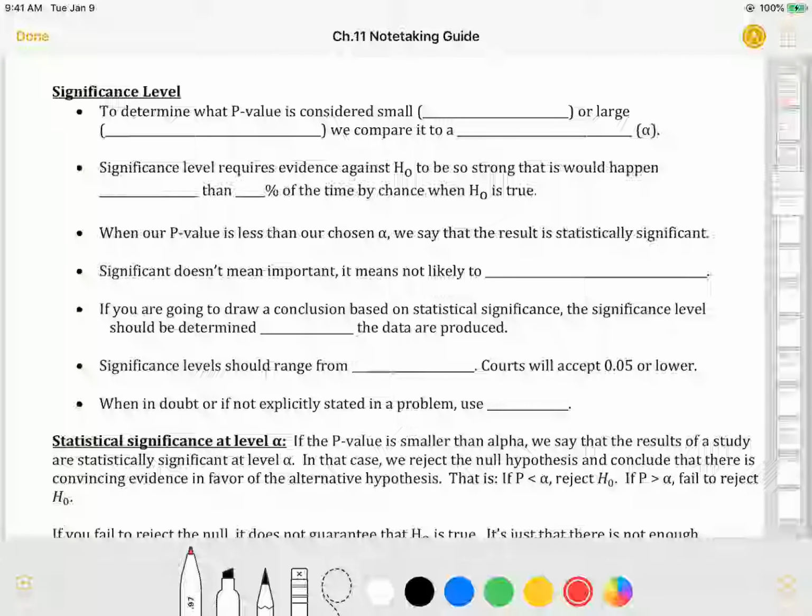So to determine what p-value is considered small, and if a p-value is considered small, that means that we are going to reject H0. Or large, if a p-value is large, its probability is large, that means something is likely to happen often, so that means we would fail to reject the null. And we do this by comparing it to a significance level.